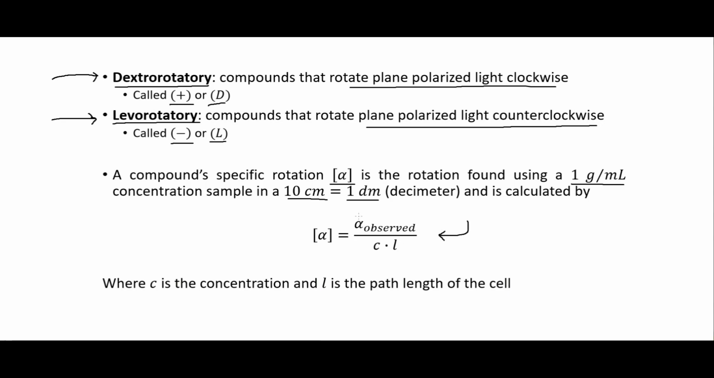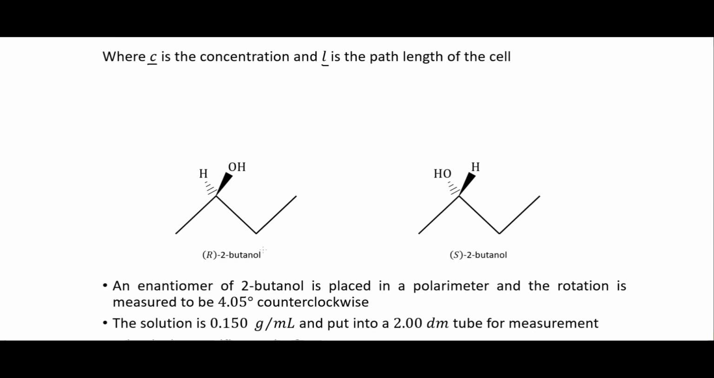So you do it in something that doesn't have 1 gram per milliliter and doesn't have 1 decimeter, and then you can just divide it by whatever the path length and concentration was, and that will give you what the specific rotation would be if you did have the 1 gram per milliliter concentration and the 1 decimeter path length. So C is the concentration and L is the path length of the cell.